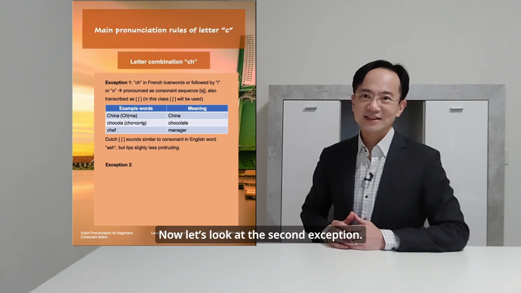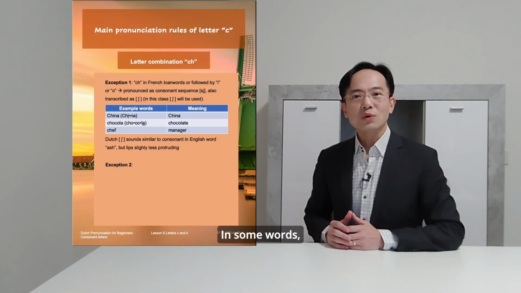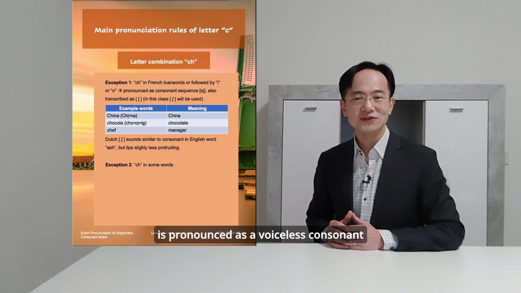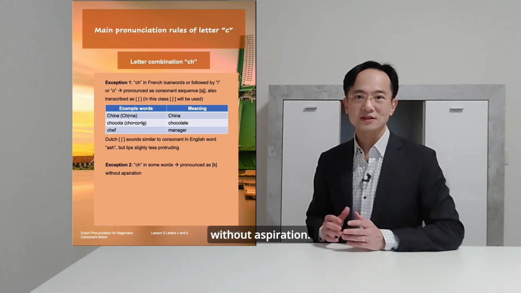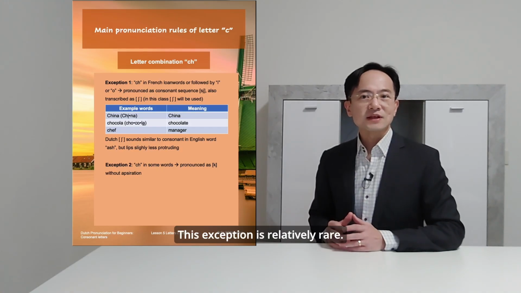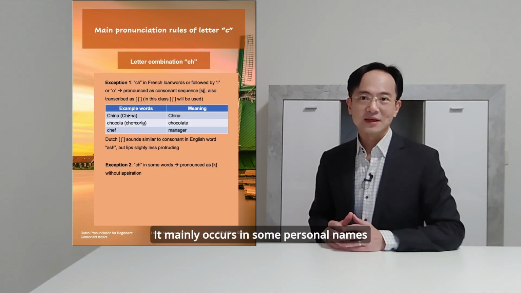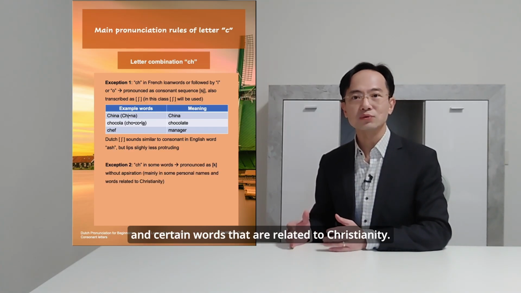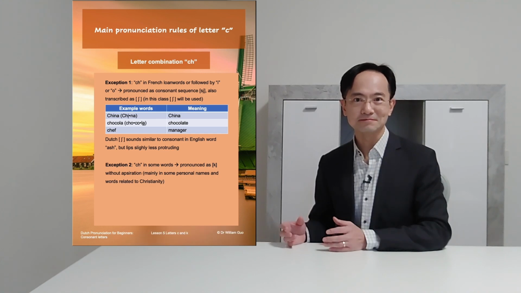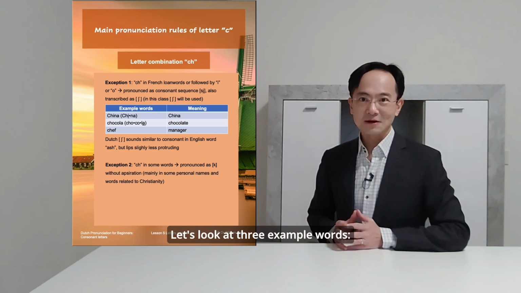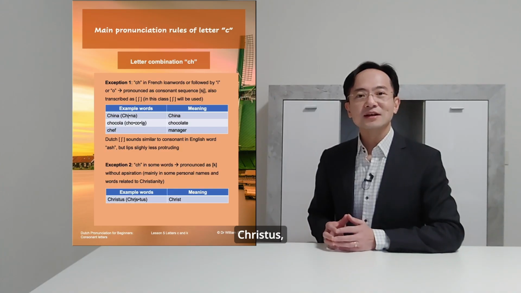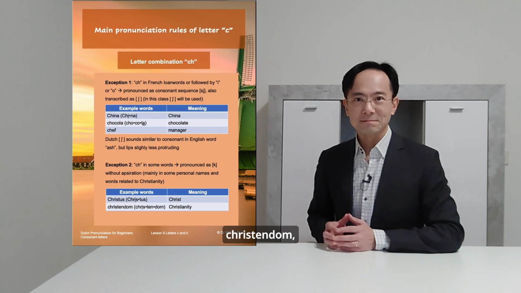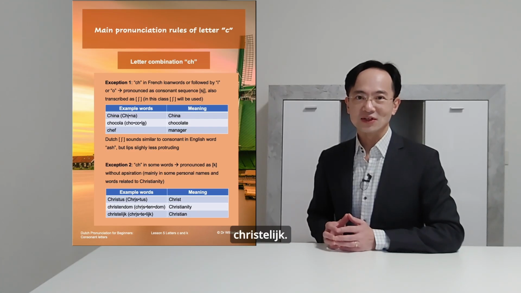Now let's look at the second exception. In some words, the letter combination ch is pronounced as a voiceless consonant k without aspiration. This exception is relatively rare. It mainly occurs in some personal names and certain words that are related to Christianity. Let's look at 3 example words. Christus, Christendom, Christelijk.